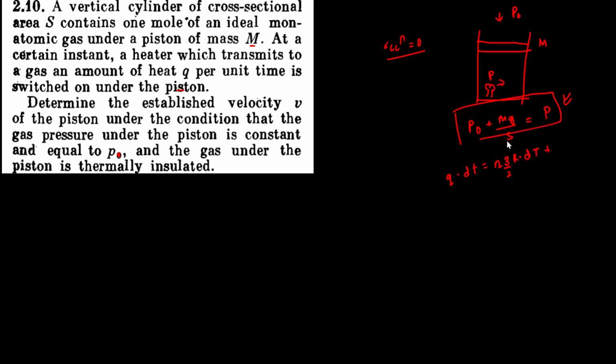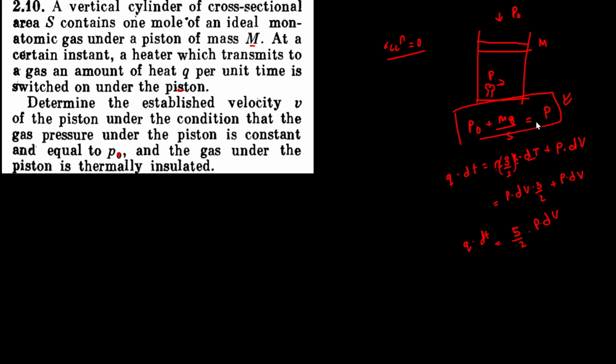Now I'm writing it directly. P external, that is P naught plus mg by S, is equal to P. So we can write this as P dV. Now what you need to understand is this n R dT. Just exclude this 3 by 2 term. So n R dT is P dV, into 3 by 2, plus P dV. So this comes out to be 5 by 2 P dV, which equals Q dt.